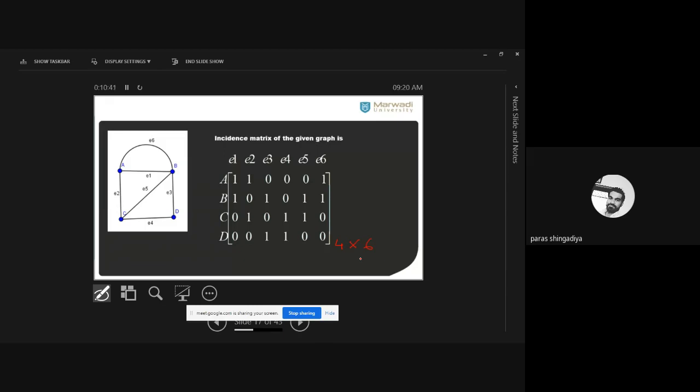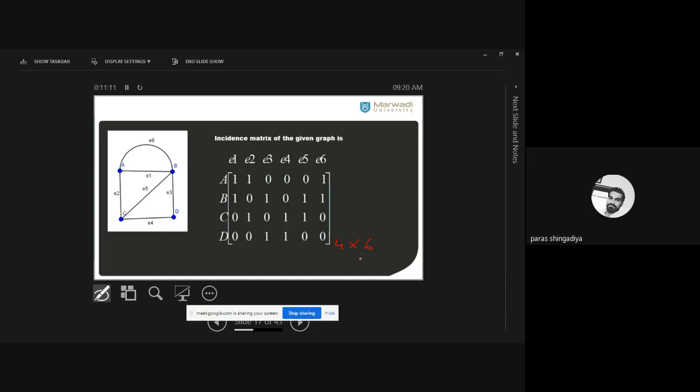Is it clear? We'll keep one vertex and check its connection with all the edges. In an adjacency matrix, we consider one vertex and check its connection with all the vertices. That is known as an adjacency matrix. But in an incidence matrix, we consider one vertex and check its connection with all the edges. That is the difference between adjacency and incidence relation. Now do it for the second vertex B and check its connection with all the edges.